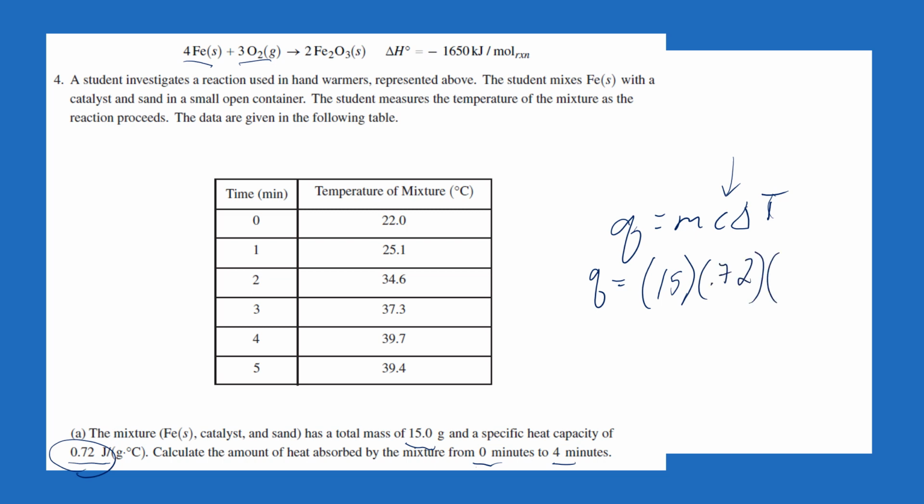We just need to use the change in temperature from 0 to 4, which I'm going to quickly subtract. So 17.4 is my change in temperature. And then my value for Q is 190. And the unit there is joules because of the joules in your specific heat capacity.